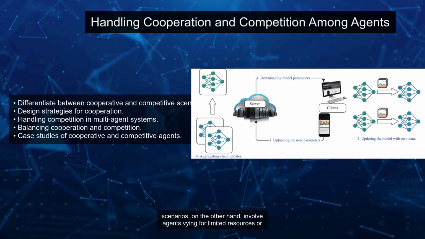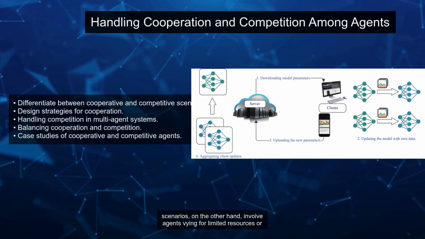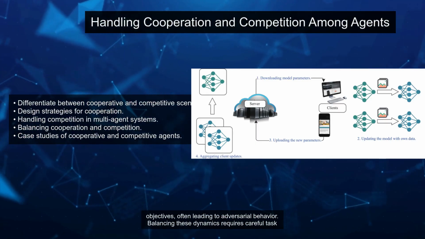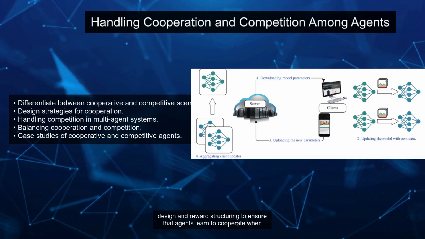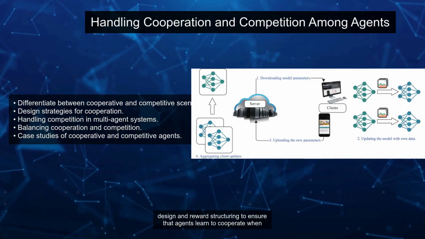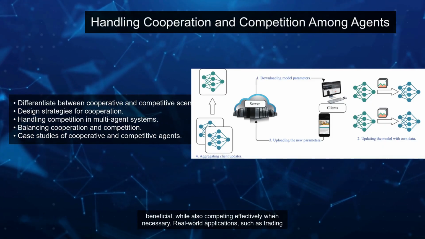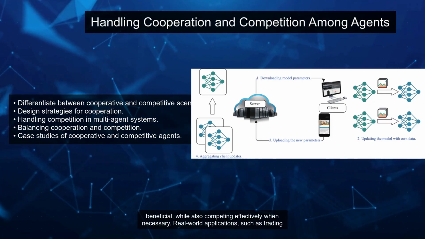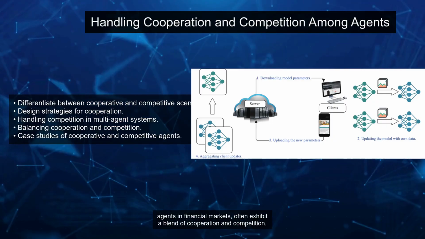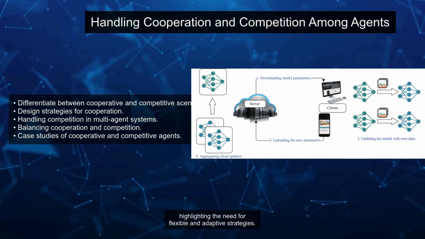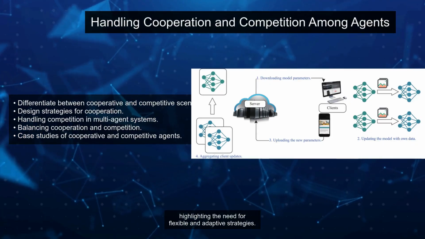Competitive scenarios, on the other hand, involve agents vying for limited resources or objectives, often leading to adversarial behavior. Balancing these dynamics requires careful task design and reward structuring to ensure that agents learn to cooperate when beneficial, while also competing effectively when necessary. Real-world applications, such as trading agents in financial markets, often exhibit a blend of cooperation and competition, highlighting the need for flexible and adaptive strategies.